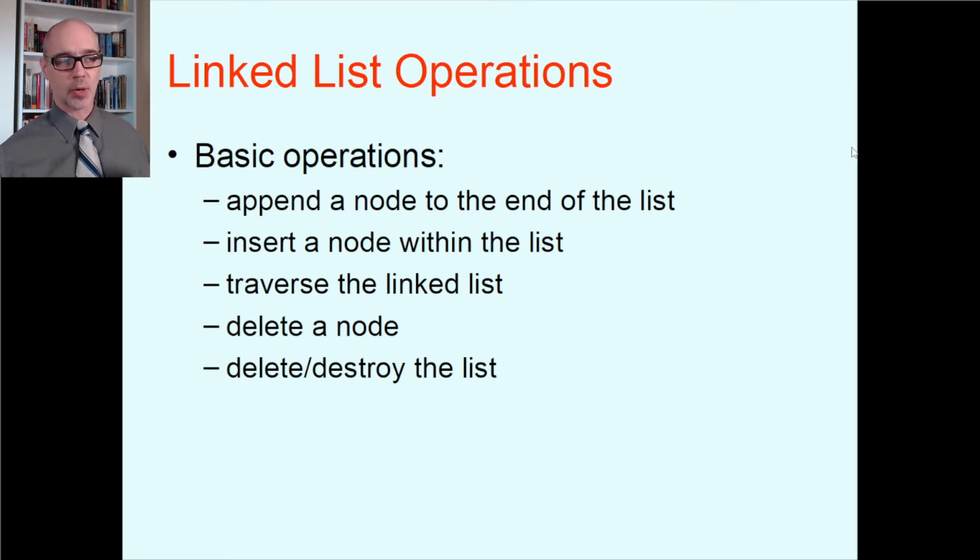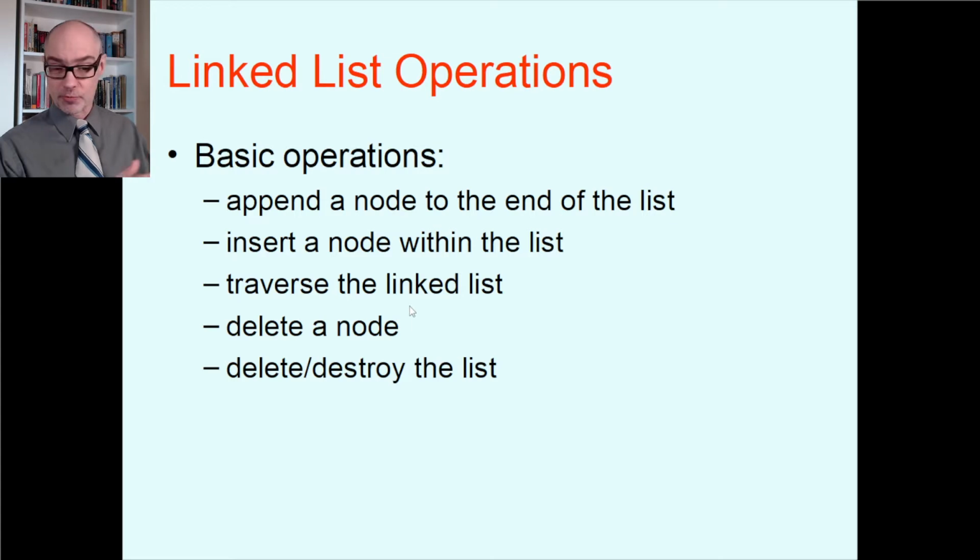The basic operations you normally see for a linked list are you ought to be able to append a node to the end of the list, add one new thing to the end of the list. You can do that with a partially filled array pretty easily, but you'll see that in some sense it's actually easier with a linked list. Now, you should be able to insert a node within the list. That's something that's very, very complicated if you try with an array, but you'll see here it's really no problem at all with a linked list.